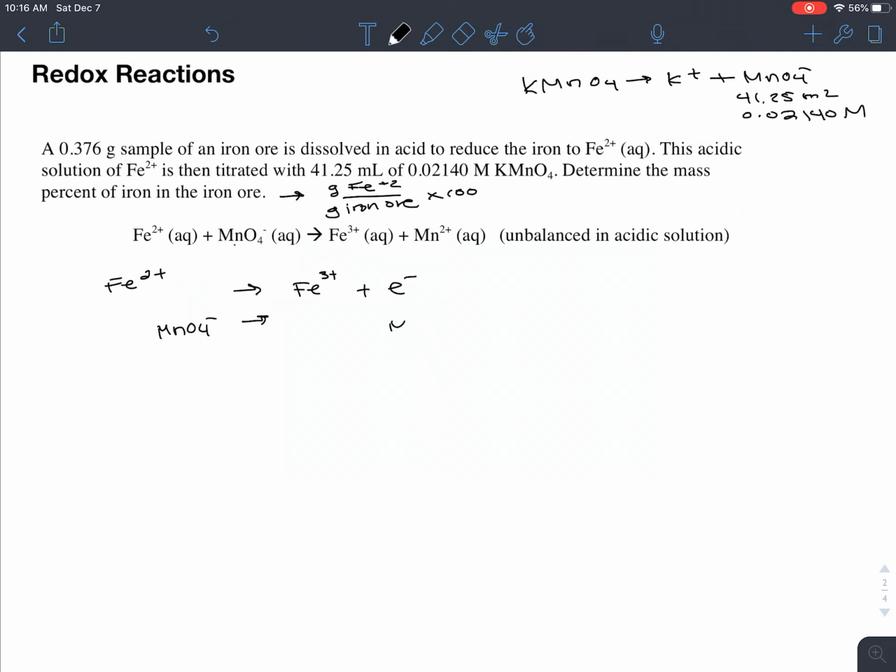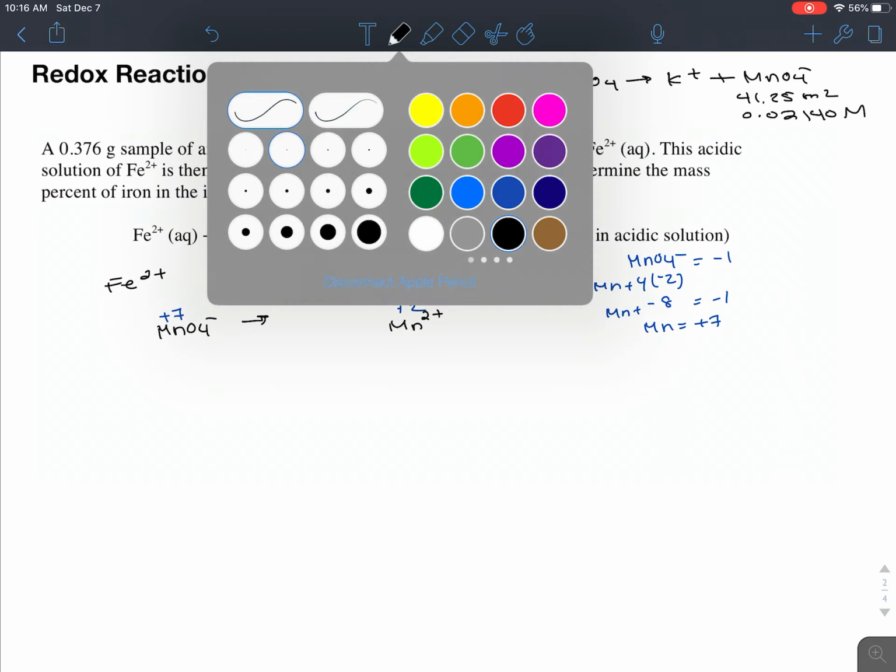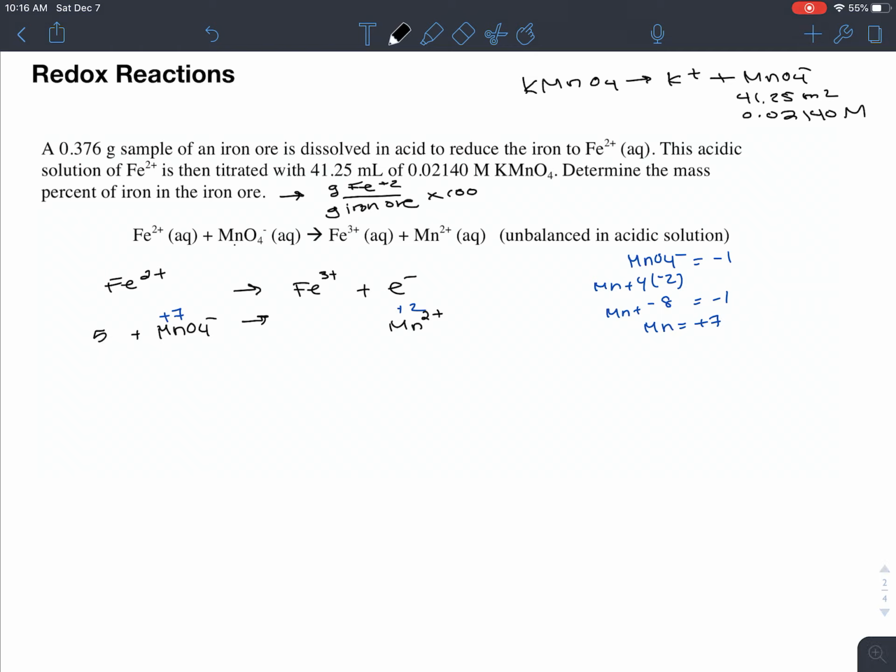MnO4- goes to Mn2+. Well, let's first figure out what is the oxidation number of manganese in permanganate. I know oxygen is always -2. There's a charge, so the whole thing has to sum to -1. If I have 4 oxygens, that means I have -8. If the whole thing has to equal to -1, manganese is going to be +7. So I go from +7 to +2. I went down in numbers, so permanganate gained 5 electrons here.